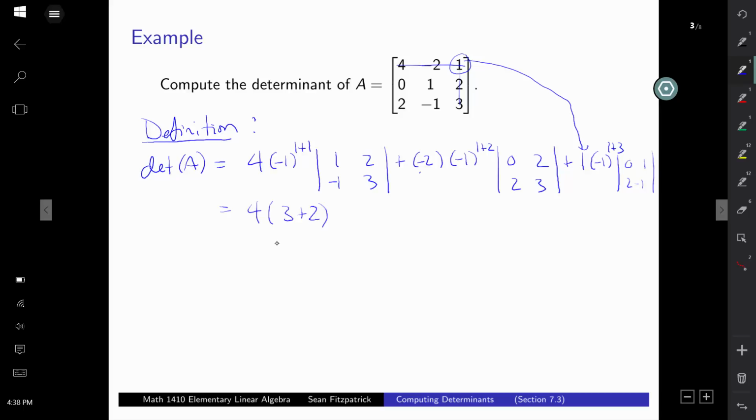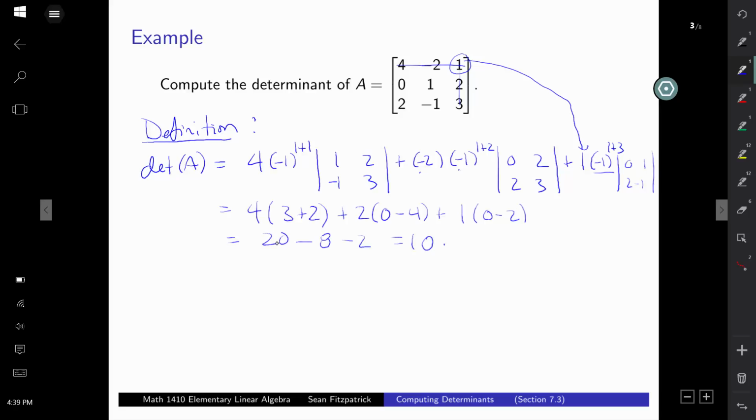Okay. Minus 2 times, so minus 1 to the 3, that's negative. So minus 2 times minus 1, I get plus 2. Times 0 times 3 minus 2 times 2. So 0 minus 4. And then 1. And again, this guy is positive. And it's going to be 0 minus 2. Okay, so I get 4 times 5 is 20, minus 8, minus 2, I get 10. Hey, not so bad.